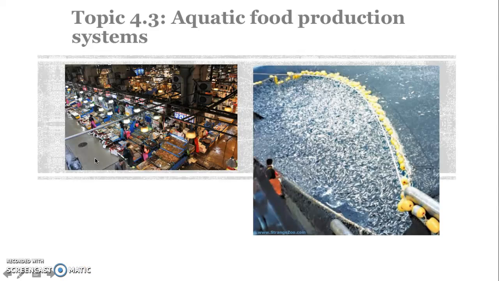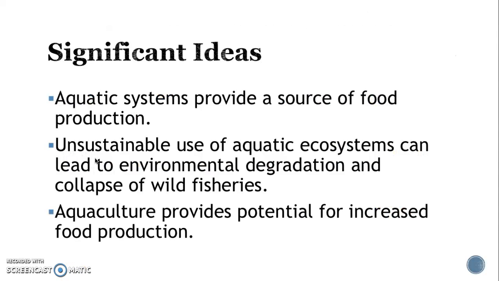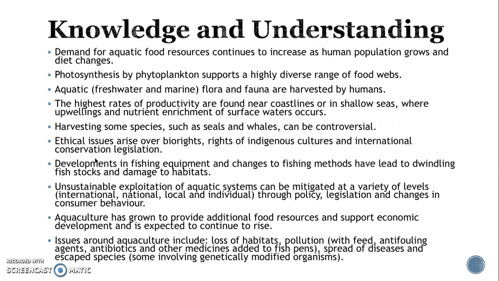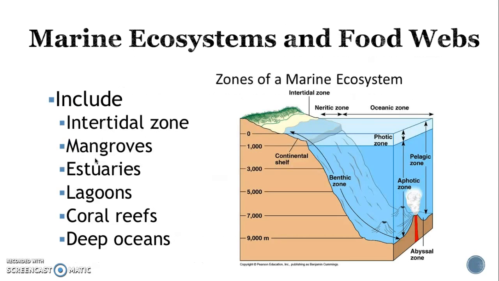We're going to look quickly at aquatic food production systems. These are all the significant ideas from the IB Guide, so I would stop and take a look at them and actually read them. Application skills from the IB Guide and the knowledge and understanding from the IB Guide. So definitely read through them and make sure that you have this basic understanding.